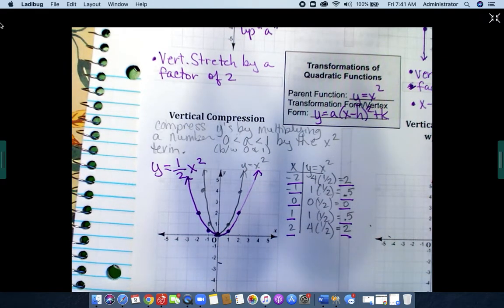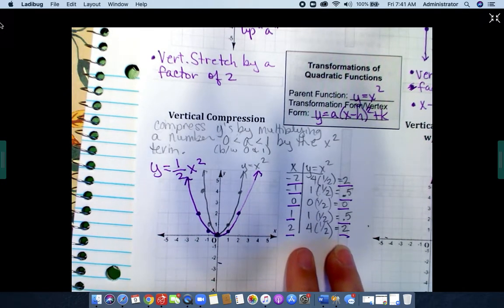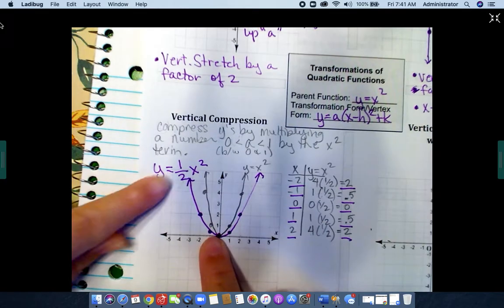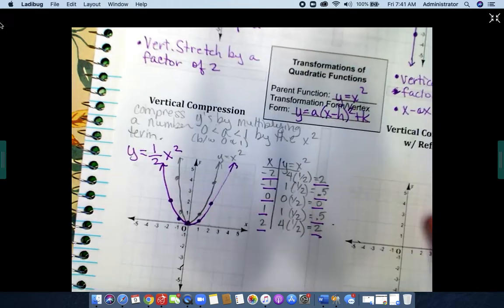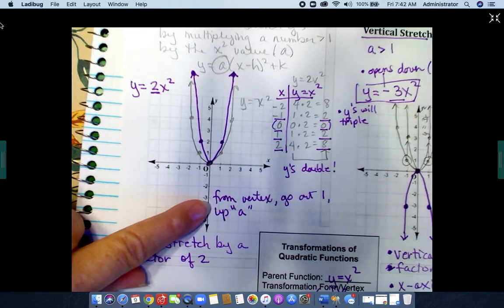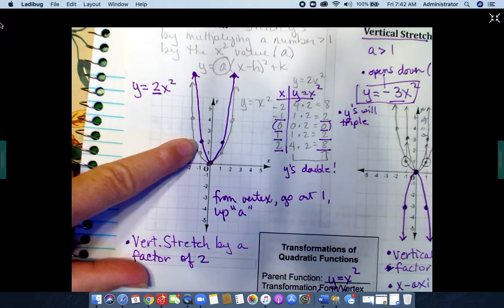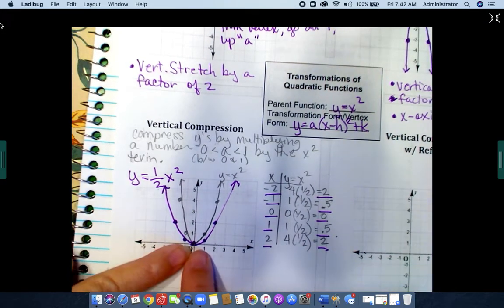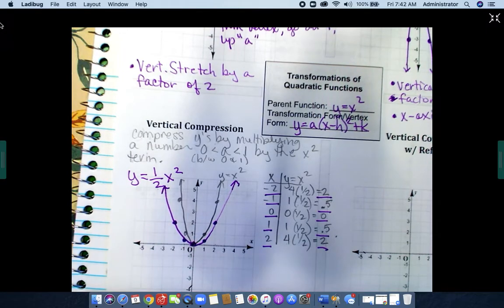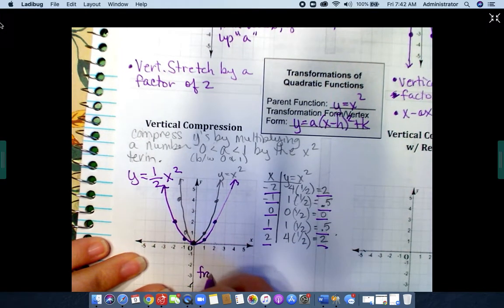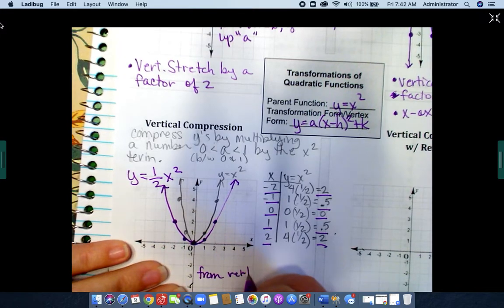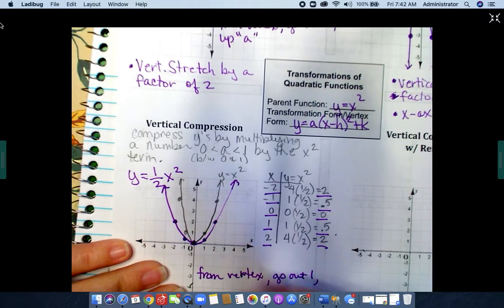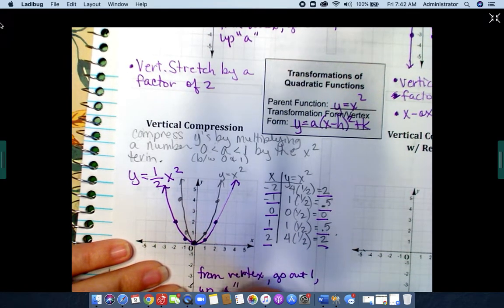So that's exactly how you would do it. So you could do a table if it's helpful, but to be honest, if you just think, okay, I'm going to go up half as much as I normally would. So do you remember up here where I said if it was 2, you're going to go from your vertex out 1, up 2? So you're going to go out 1, up A. You're going to do the same thing here. You're going to go out 1, up A. So from our vertex, just like we did in the one above, go out 1, up A.